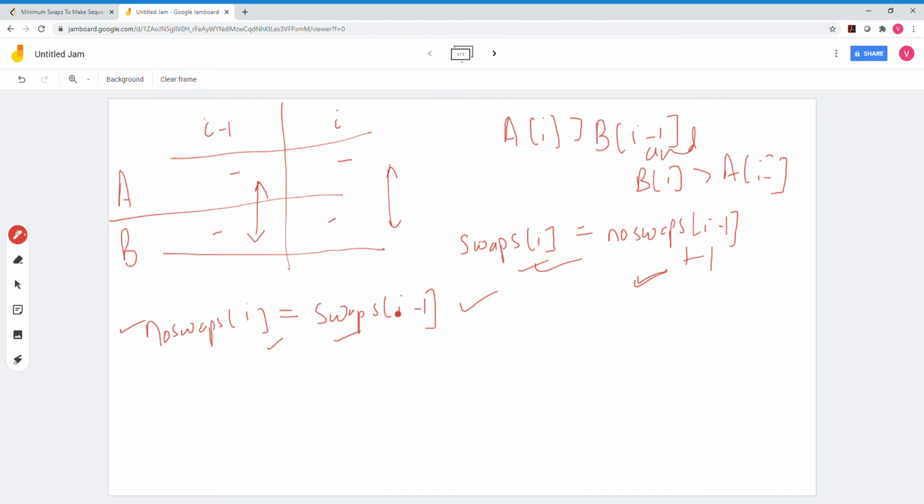Let me reiterate the last point. While calculating swaps of I, we find the minimum of swaps of I and this value. While calculating no swaps of I, we find the minimum of no swaps of I and swaps of I minus 1. So that we return the minimum value finally.